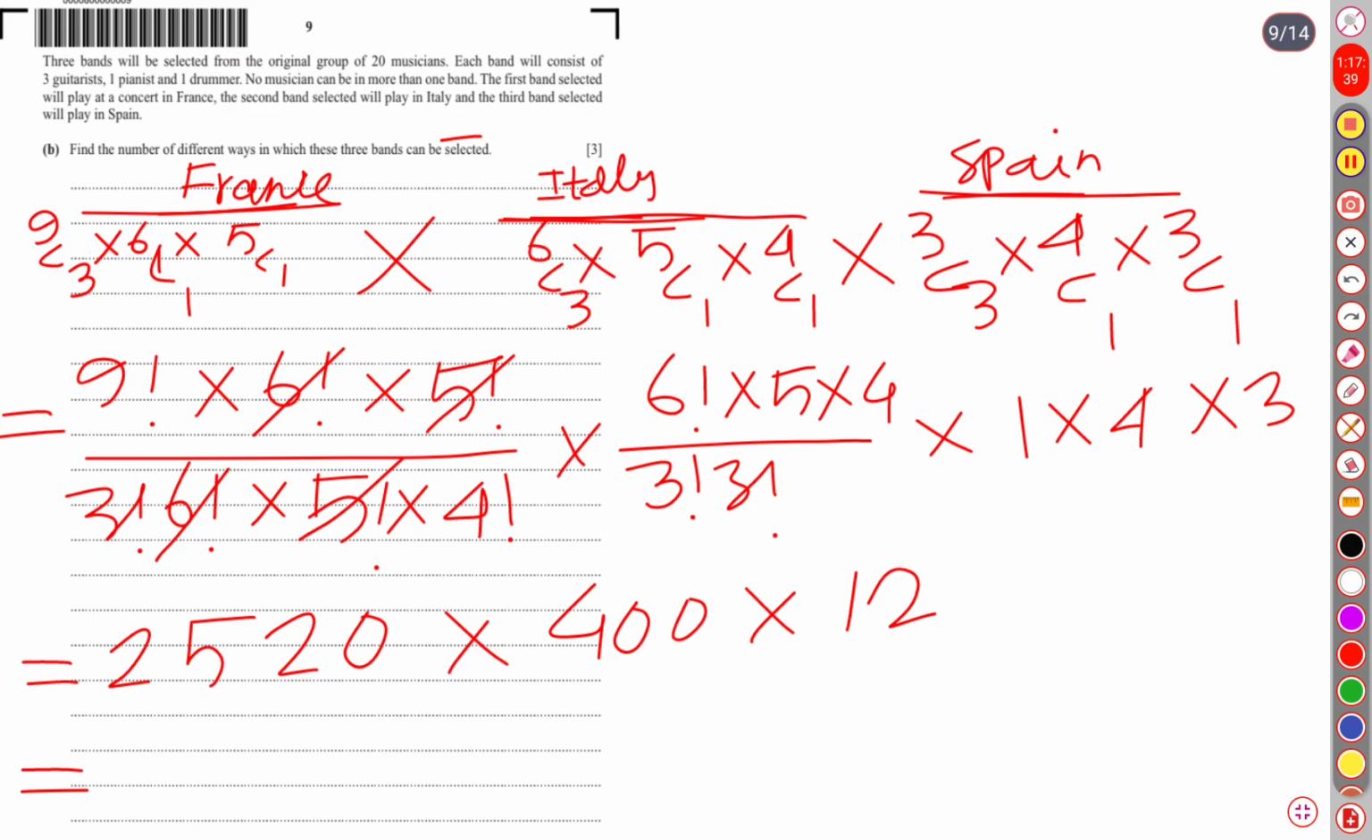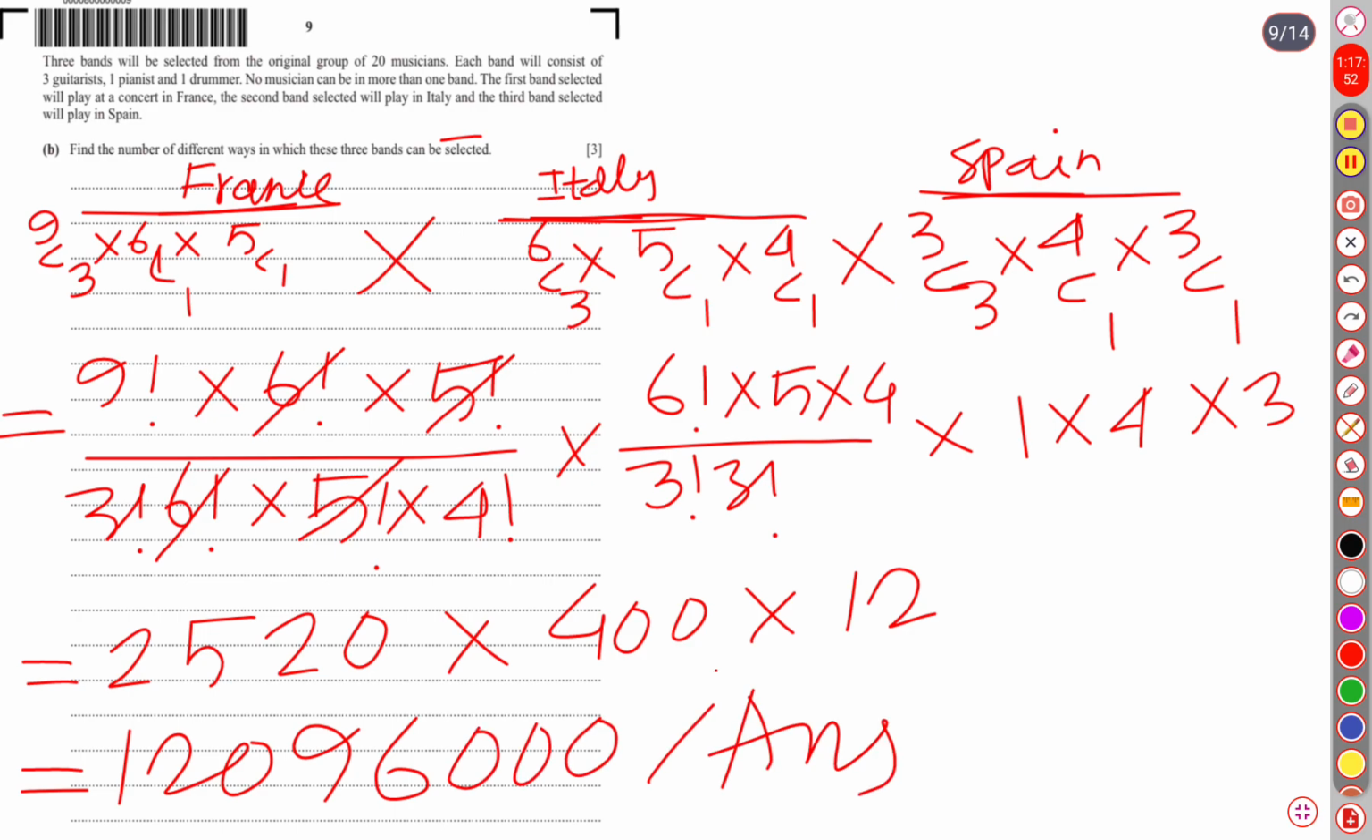The product is a very large number, 120, 96, and 000 ways. This is the answer to this selection.